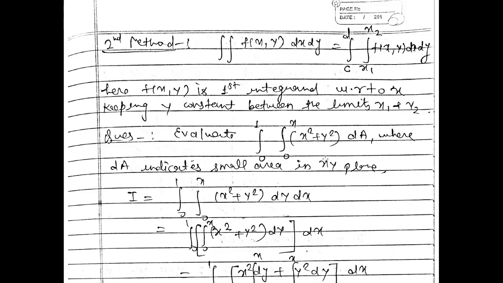Here one variable depends on the other variable. Evaluate integral 0 to 1, integral 0 to x of (x square plus y square) dA, where dA indicates a small area in the xy plane, right? So we can write dA as dy dx. Now, I is equal to integral 0 to 1, integral 0 to x. Our second integral has a variable limit, 0 to x.